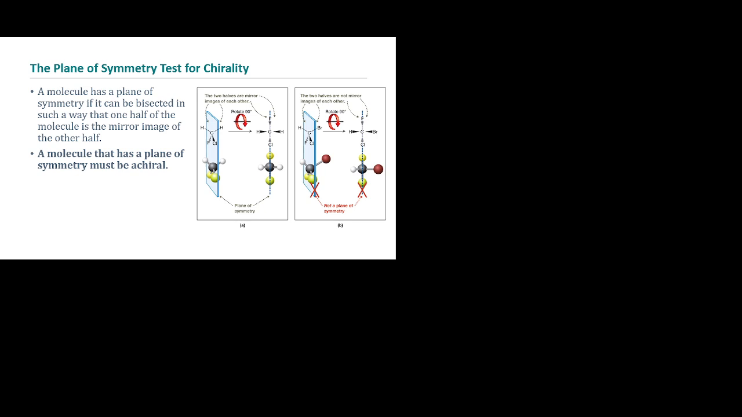We can replace one of the hydrogens, like over here, and that breaks that plane of symmetry. So no longer a plane of symmetry. That is chiral.